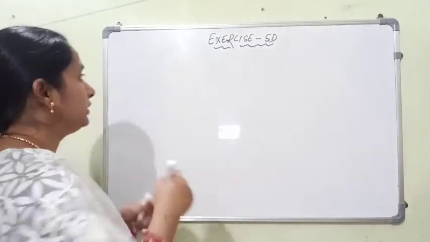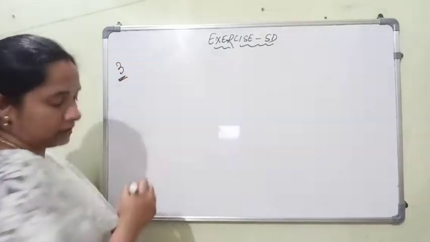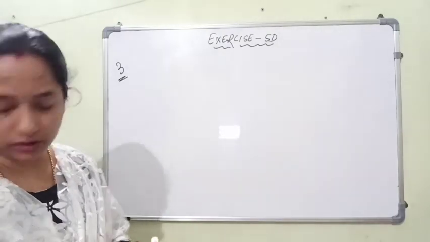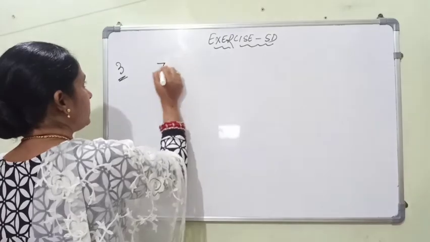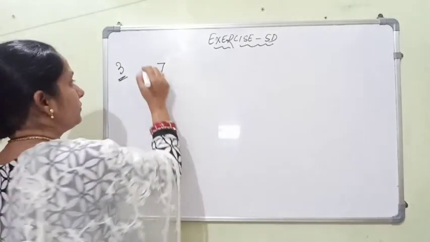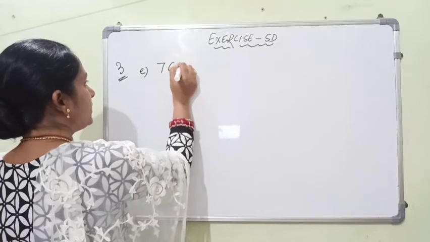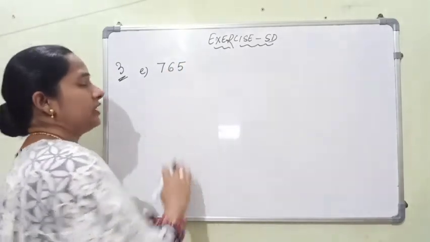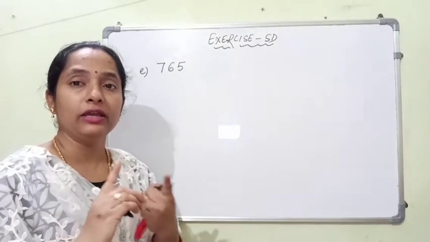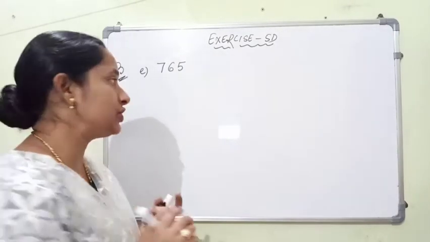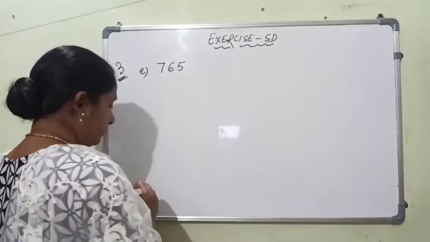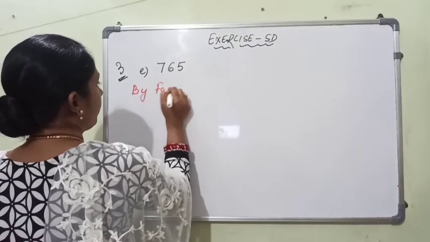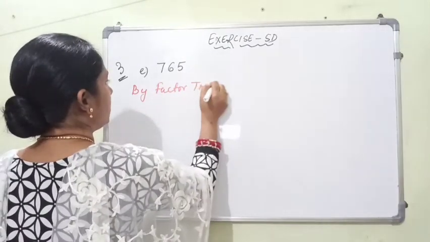This is question number 3. For which number shall I do it? I am doing it for the number 765. This is bit E, 765. So we have to prime factorize 765 by both methods, by factor tree method and by division method. First let us solve it by factor tree method.